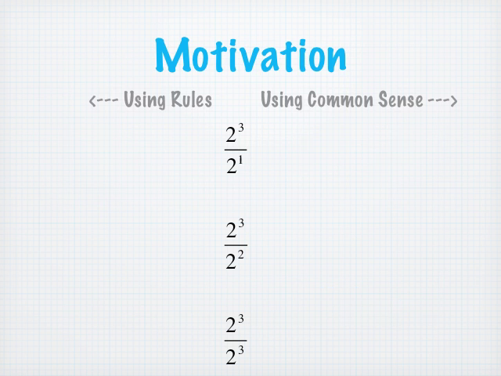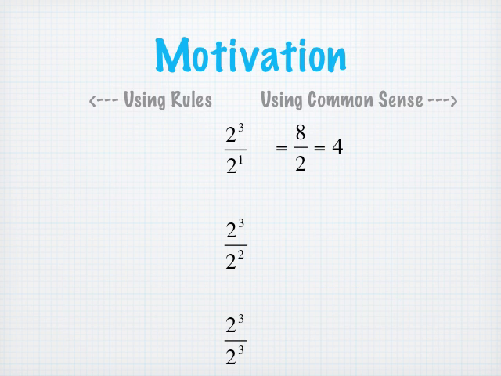All right, so before we actually give you the rules, I just want to give you some motivation. So let's look at 2 to the third over 2 to the first. I want to move to the right, just using common sense, and to the left, using our rules. So 2 to the third, well, we know what 2 to the third is. 2 to the third is just 8. So we can write that as 8 over 2, and 8 over 2 is 4. So that's just kind of one way of thinking of it.